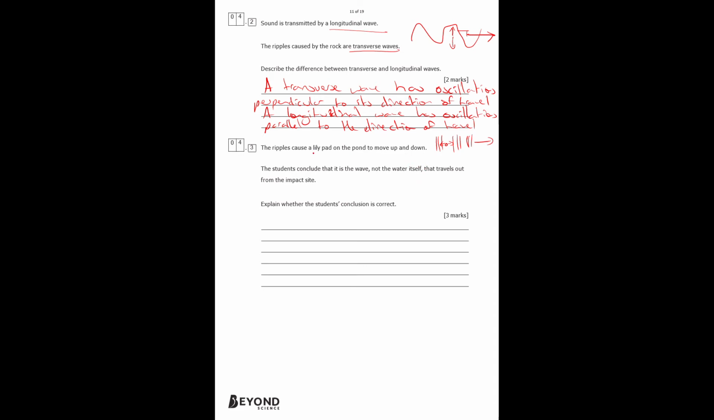4.3. The ripples cause a lily pad on the pond to move up and down. The students conclude that it is the wave, not the water itself, that travels out from the impact site. Explain whether the student's conclusion is correct. Well, the students, based on their observations, are most certainly correct. Thank you very much, 1 mark. Then what else should I add? Why are they correct? Because I'm being asked to explain.